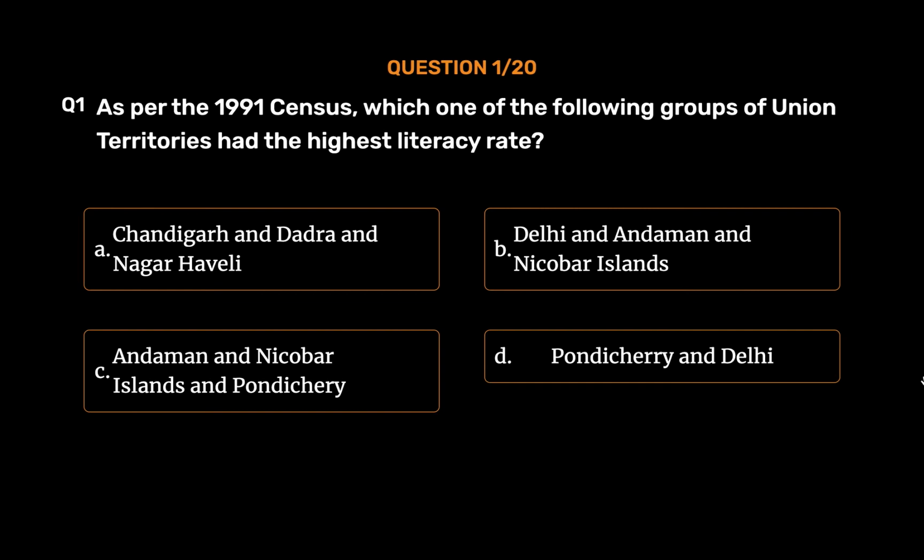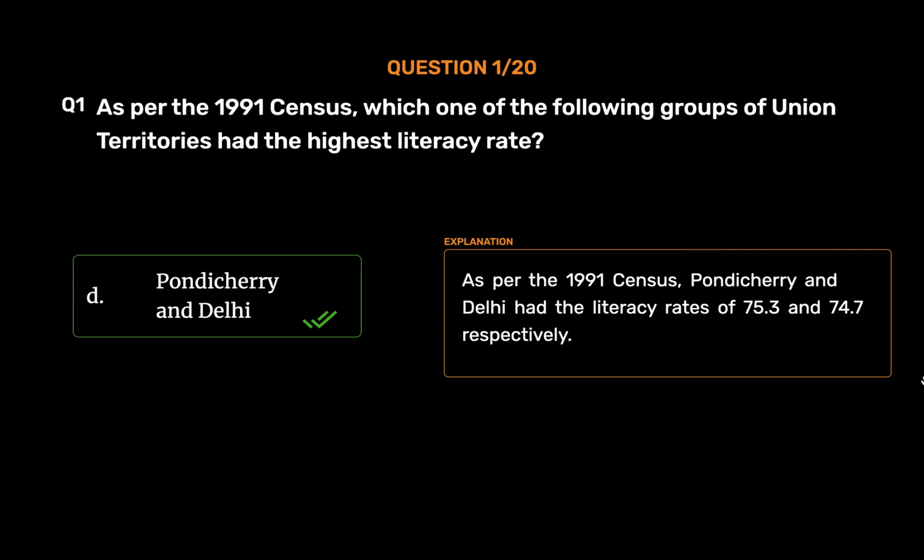The correct answer is Option D. Pondicherry and Delhi. As per the 1991 census, Pondicherry and Delhi had the literacy rates of 75.3 and 74.7 respectively.